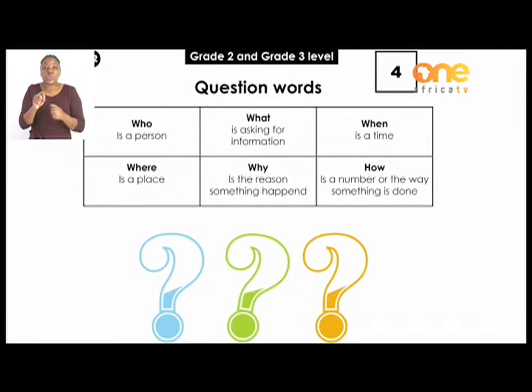Who is a person? What is asking for information? When is a time? Where is a place? Why is the reason something happened? And how is a number or the way something is done? When we take a look at this table that we have, it shows us how to use the question words correctly. Now I would like us to attempt the exercise below.